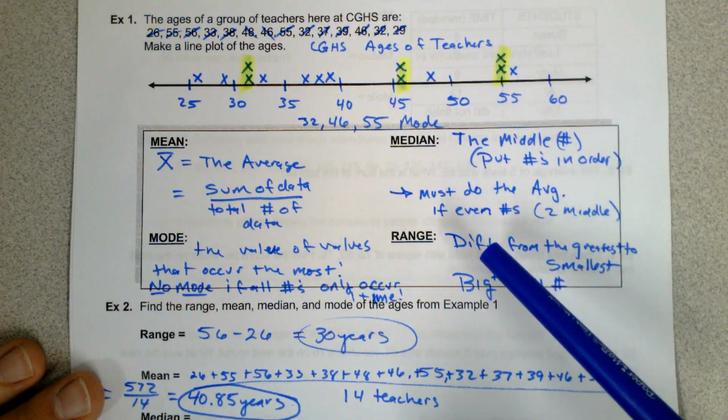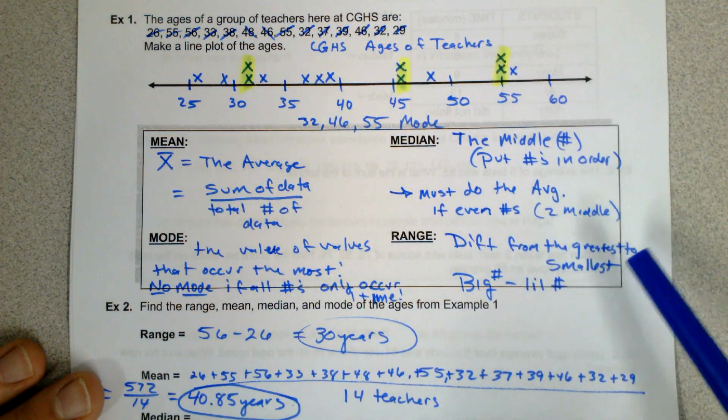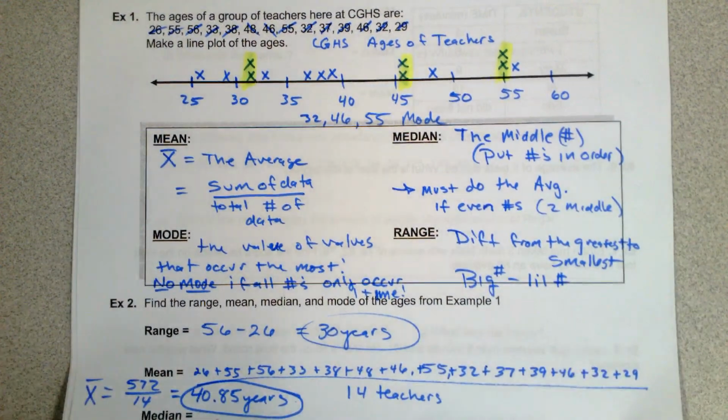And the range is the difference from the greatest to the smallest number. So take the biggest number in your data minus the little. It's pretty easy. All right.